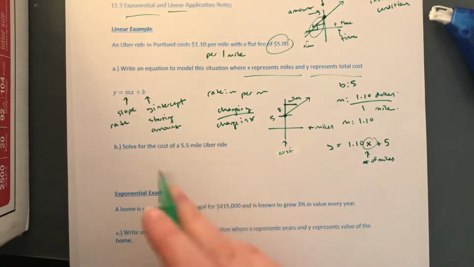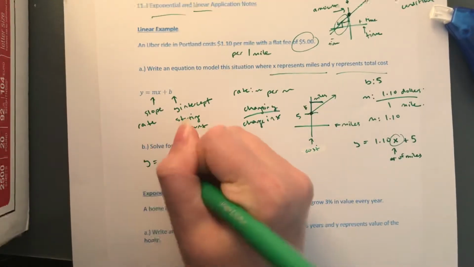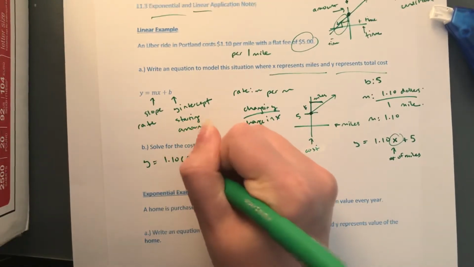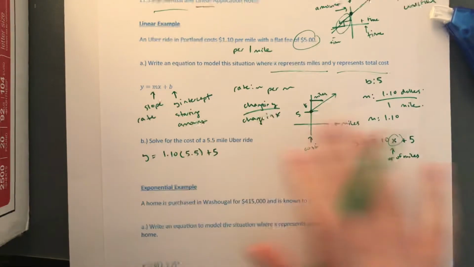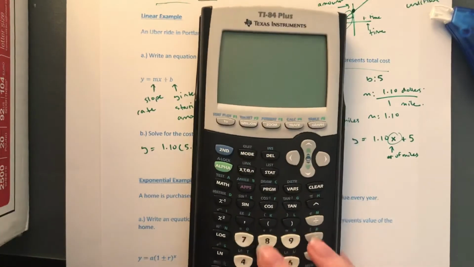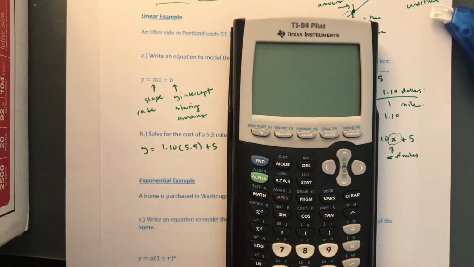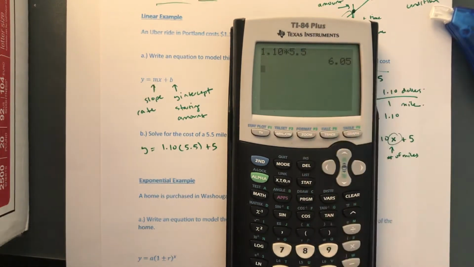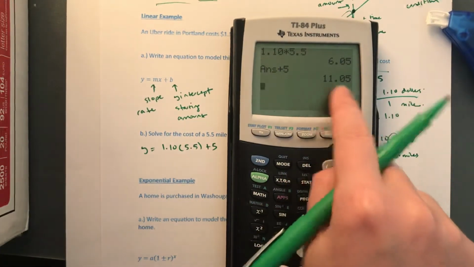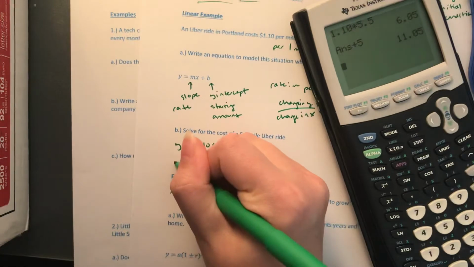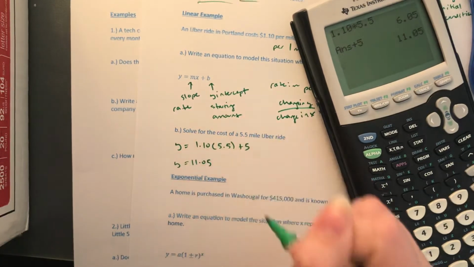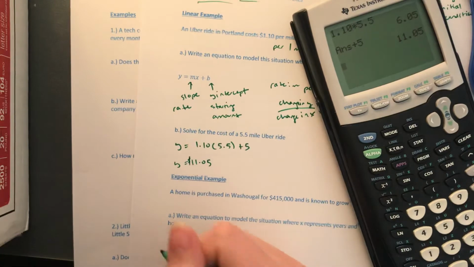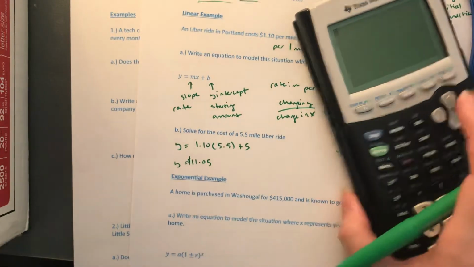And so part B of the question says, well, what would the cost be of a 5.5 mile Uber ride? Well, y equals 1.10 and then plug in 5.5 plus 5. Because we went 5.5 miles, so grab a calculator, 1.10 times 5.5. So it's $6.05 just for the rate, but we have to add 5 for that initial fee. So if we went 5.5 miles, it would be $11.05. So y equals 11.05. So if you want to put a dollar sign up front.